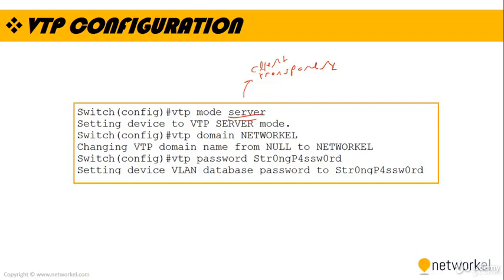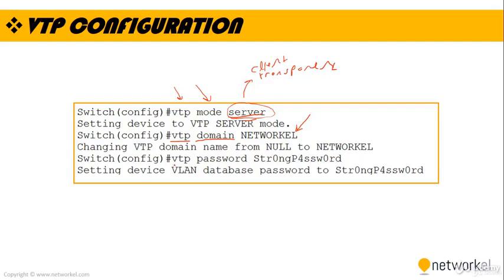Okay, to configure the VTP mode on a switch, we type vtp mode and the VTP mode: server, client, or transparent. Then we define the VTP domain by typing vtp domain and the VTP domain name, because all the switches should have the same domain name to share the VTP advertisements.